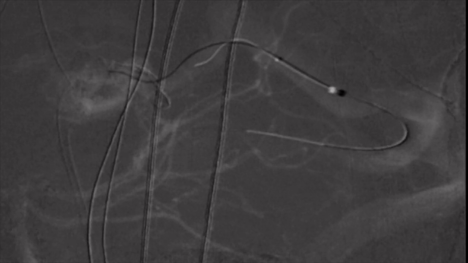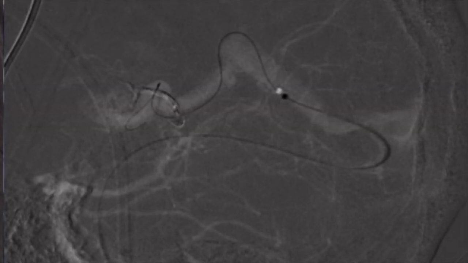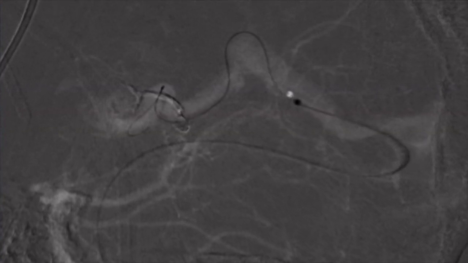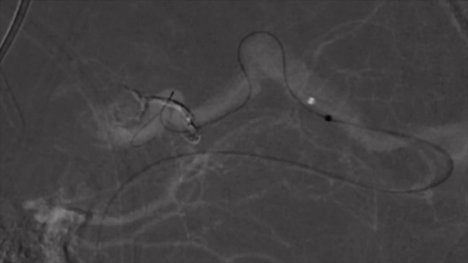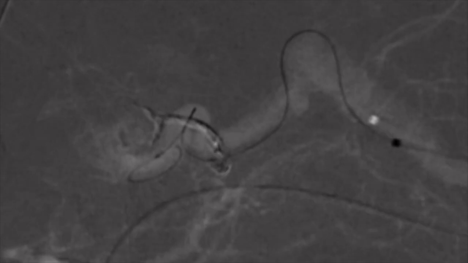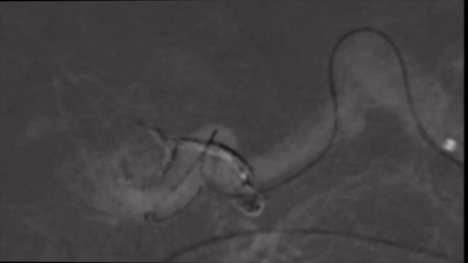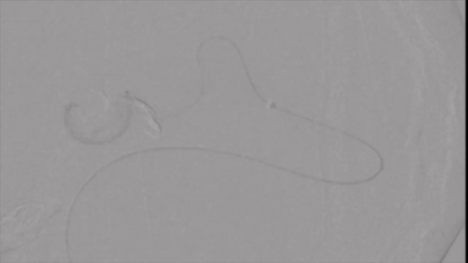Carefully manipulating the microwire, we navigate into the proximal portion of the draining vein. Once we have access with the microwire, the microcatheter is navigated carefully. For accurate embolization of the malformation, it is imperative that we advance the microcatheter as close as possible to the nidus of the malformation. Angiogram run through the microcatheter confirms adequate microcatheter position.